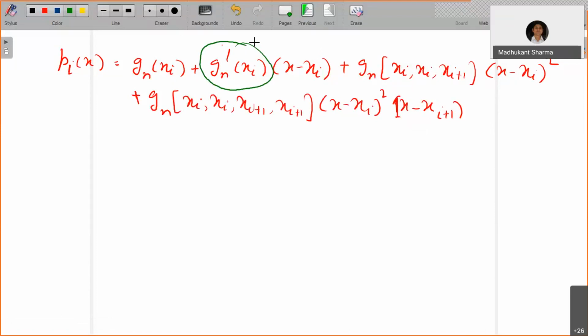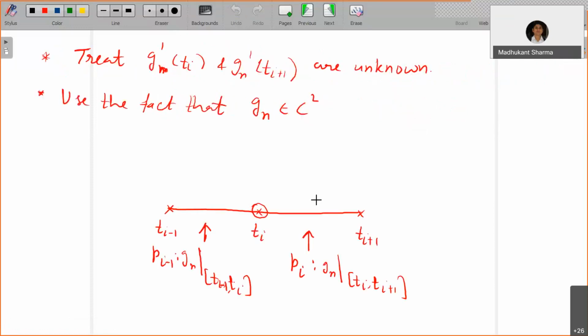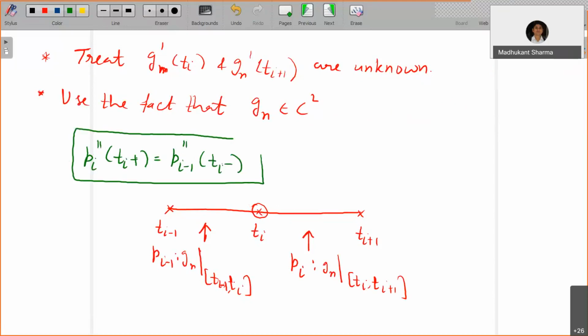So what you will do here is require two times differentiability. You require pi double dash at ti, the right-side derivative, should be equal to pi minus 1 double dash at ti, the left-side derivative. This is the condition we will verify. We are going to use the fact that Gn is C2, meaning you can differentiate two times. So we need to match these two: the right-hand derivative and the left-hand derivative at ti are equal. If we are done with this, then we are through.